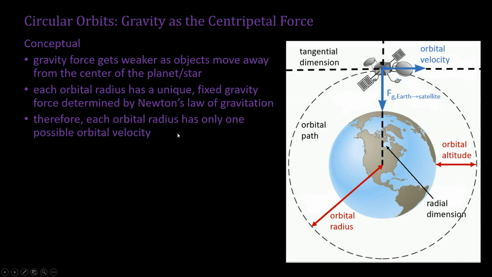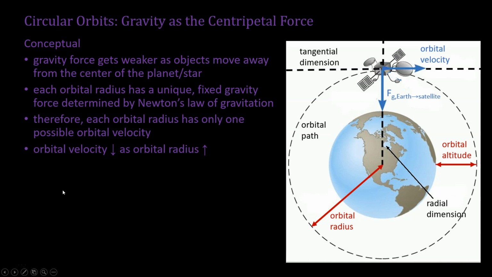Therefore, each orbital radius has only one possible orbital velocity. Satellites that are orbiting about the same distance above the Earth's surface are all going to be traveling at about the same orbital velocity. Finally, the orbital velocity decreases as the orbital radius increases. So satellites that are orbiting further away from the Earth are going to be moving slower than satellites that are orbiting closer to the Earth.